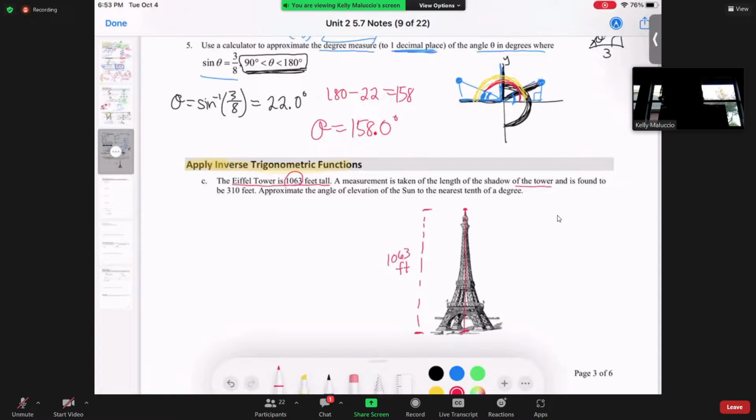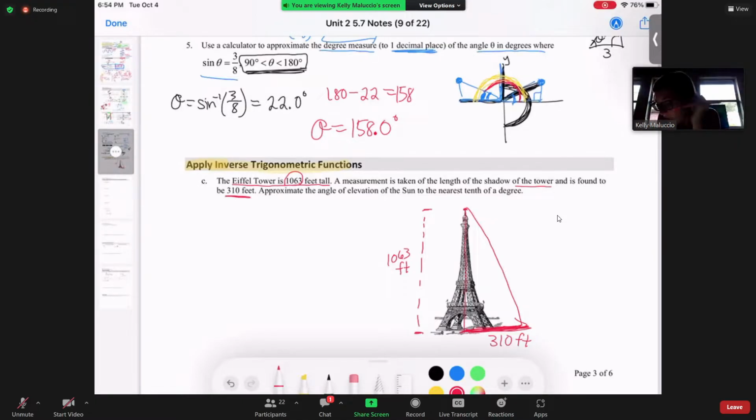They're saying a measurement's taken of the length of the shadow of the tower. So suppose the shadow goes this way. The shadow of the tower will be in some direction, and it's found to be 310 feet in length. So the actual shadow, which is on the ground here, is 310 feet. That's what they're measuring. This may be horribly not drawn to scale, but this is fine.